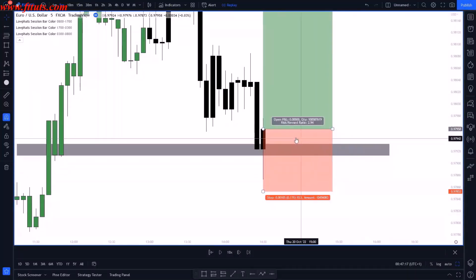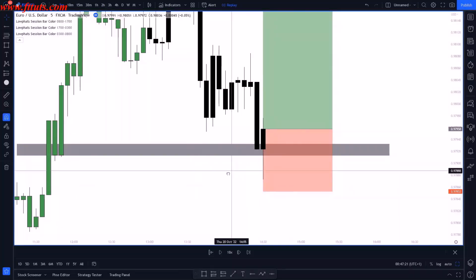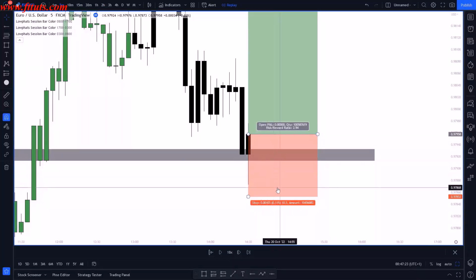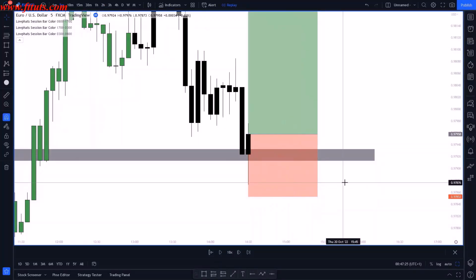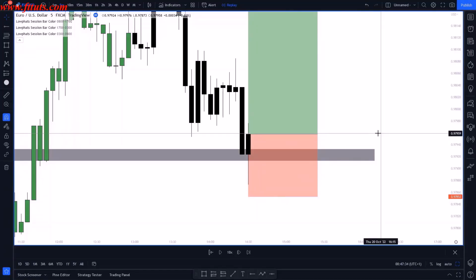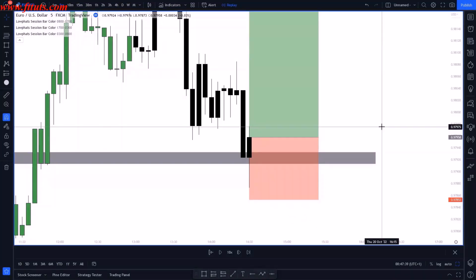So the whole bias and the whole point we took this trade was because we rejected this zone. So if we get a close below the zone and we invalidate this zone, then there's no point being in the trade anymore. And it just gives us an opportunity to completely cut the size of the loss. So managing trades is super, super important to your success as a trader. It's one of the most important things, how you actually manage a trade once you're in it, so you can reduce the size of your losses and maximize your wins.